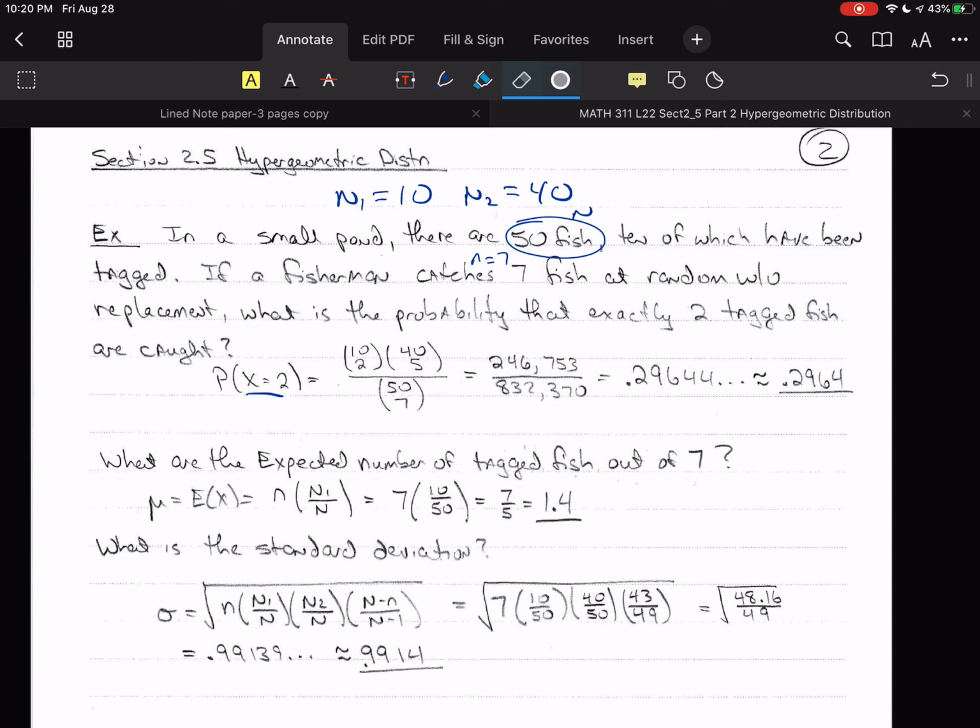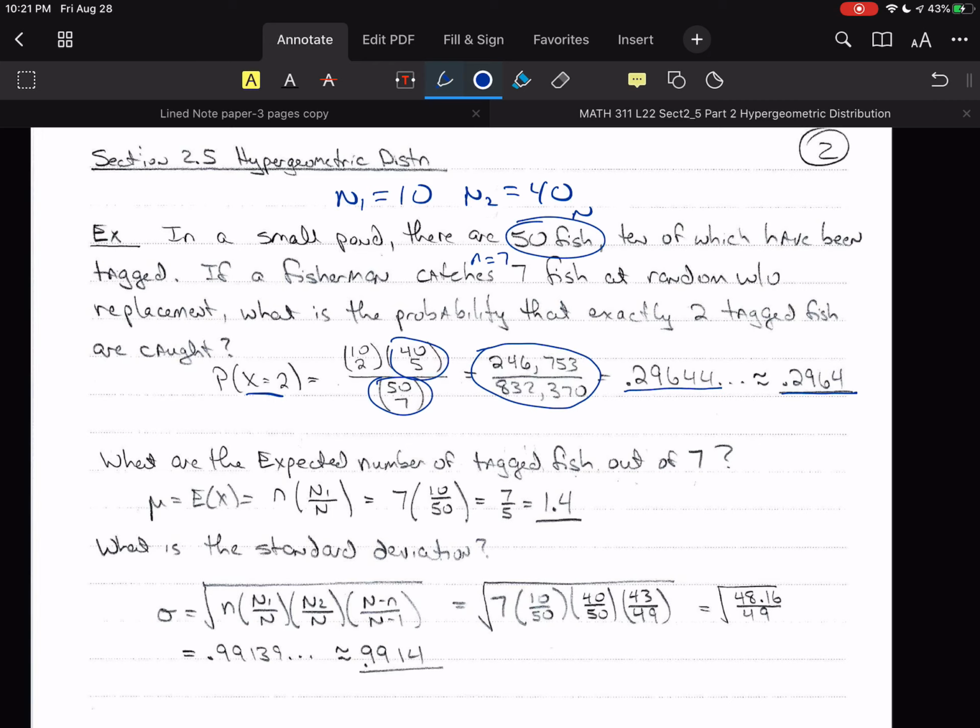Okay, so again we have 10 tagged, choose 2. We're wanting to know, of the 7 caught, do we have exactly 2 of them tagged? So that means that out of the 40 that are not tagged, we caught 5 of them, so that's here. And then out of the 50 total fish, we caught 7. And so we put in these numbers here and we get this, and it just keeps going. There's lots of different numbers, and rounding to 4 decimal places we get 0.2964. So about 30% chance that 2 of them are going to be tagged.